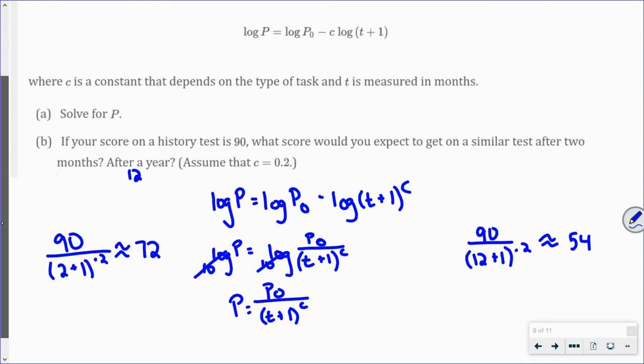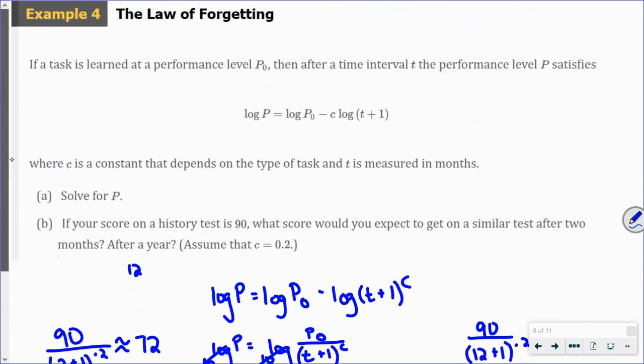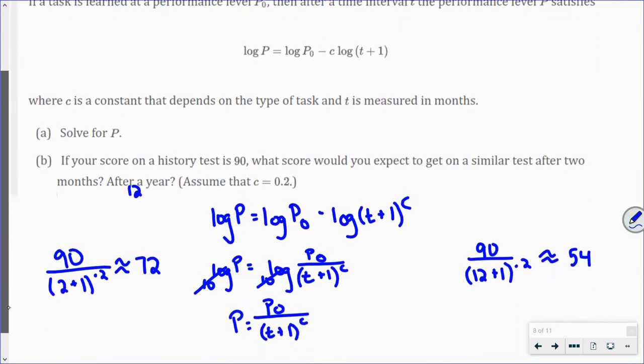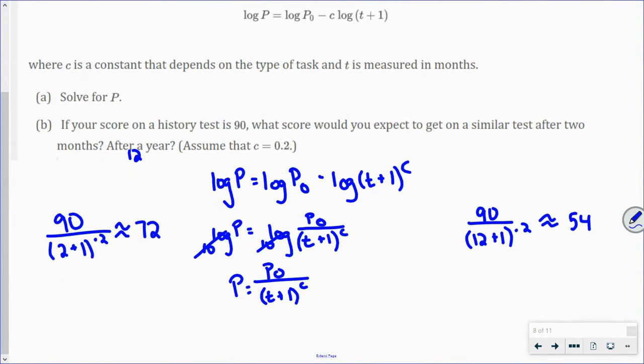Okay, and we kind of missed the title here at the top, but this is about the law of forgetting. So if you did nothing for your history test and 2 months went by, you would go from a 90 to a 72. In 1 year, you'd go from a 90 to a 54. You would forget some of that stuff.